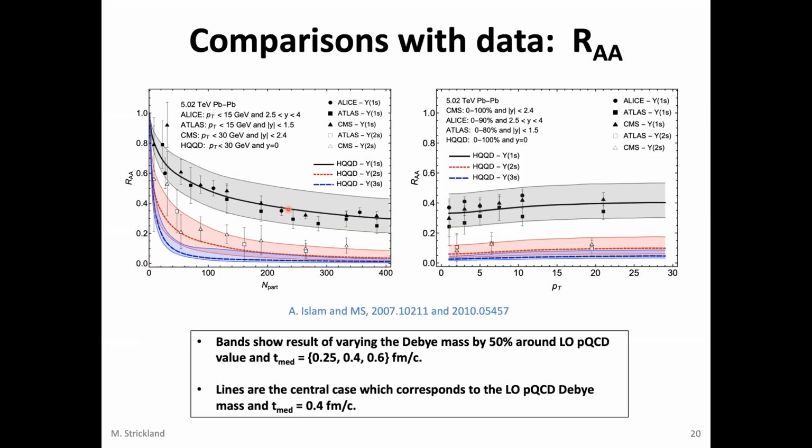The black lines that are going through here are the central values of the parameters that we chose. The parameters that we had to play with were when we turn on the medium evolution and medium effects on the bottomonium states themselves, and also the in-medium Debye mass, which we varied by 50% around the leading order pQCD value. The bands show those variations, and the line is the central one. This is as a function of Npart, and this is as a function of pT on the right. The little dip that you see down here can be explained in the model by the fact that slow-moving particles have a longer effective lifetime in the plasma, and so therefore are suppressed.